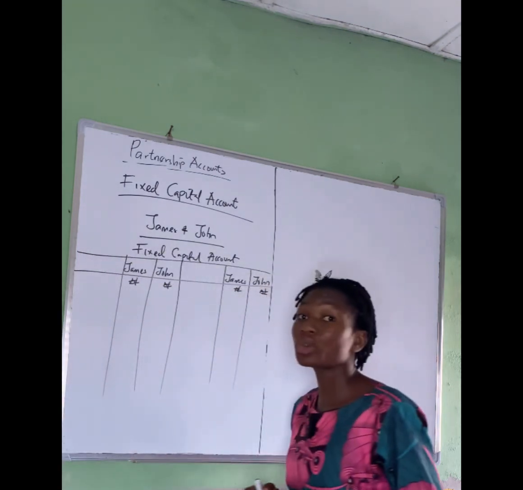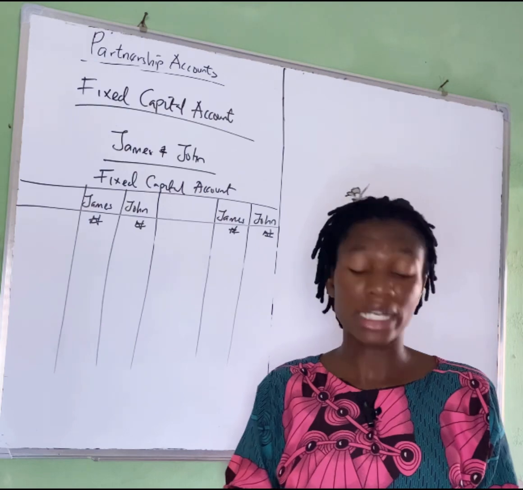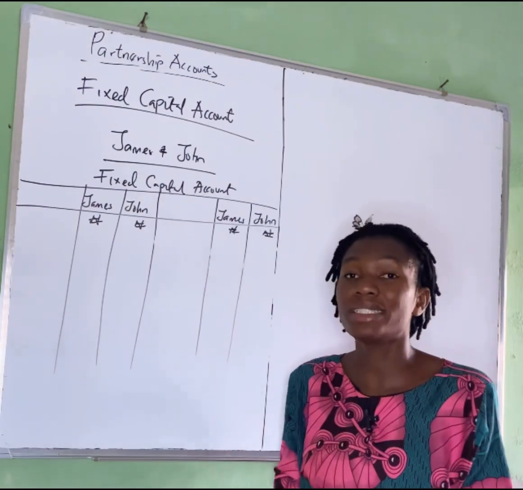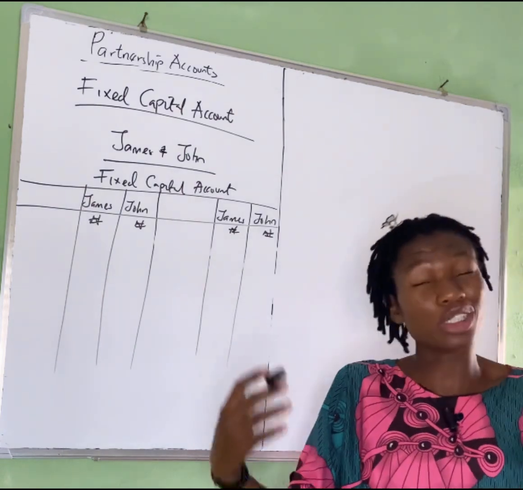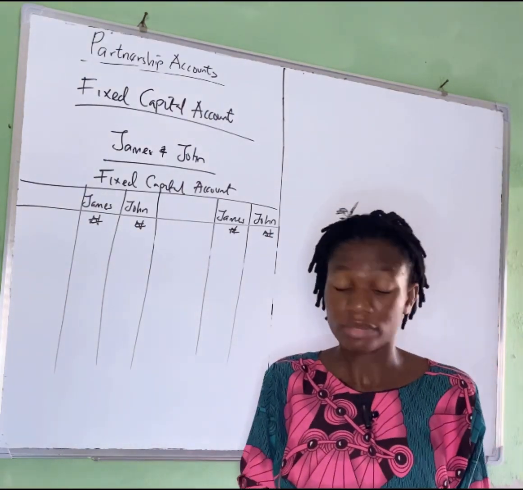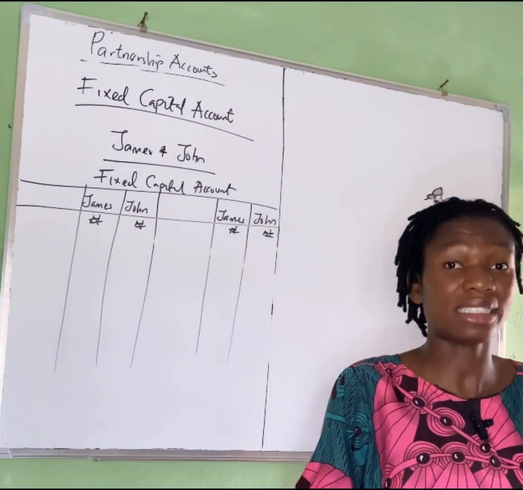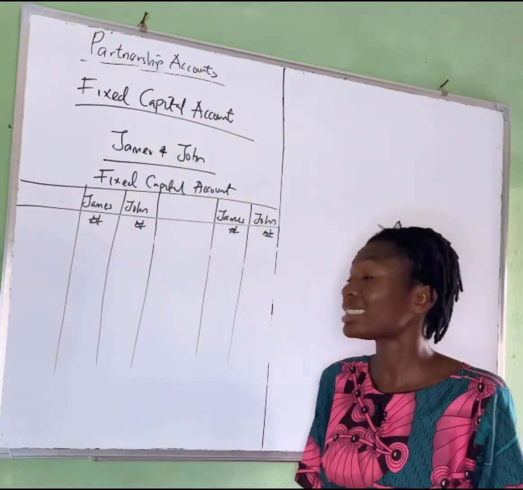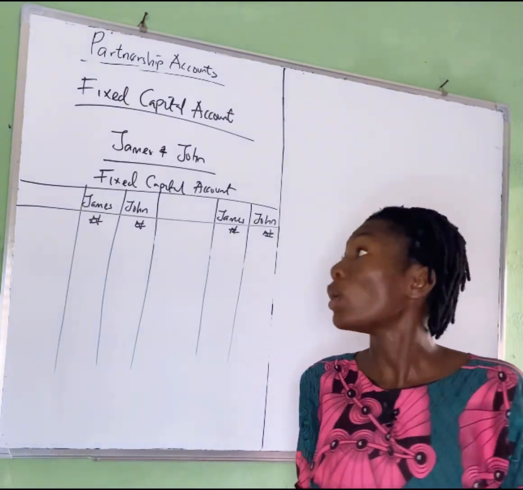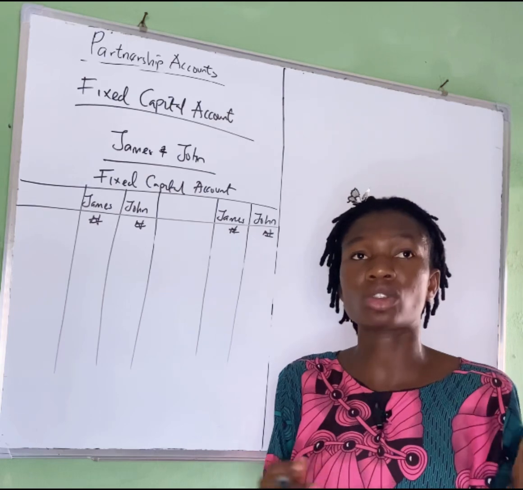Since capital is a credit item, this is our fixed capital account. Because the business started in the year 1996, according to the information given, we are preparing an account for the end of December 1996. Since the business started this year, the money came in this year, and it can either be in cash or in bank.